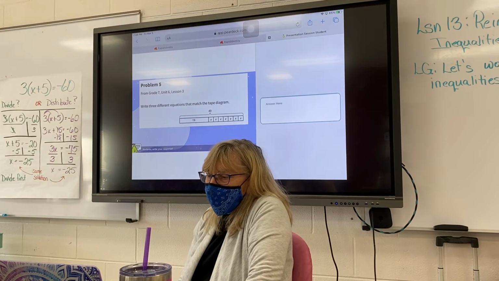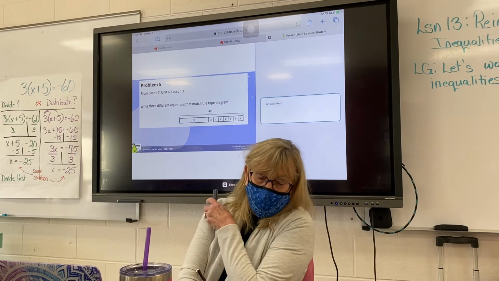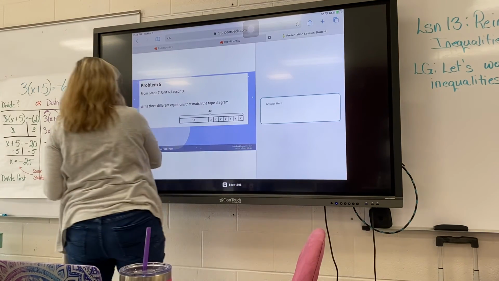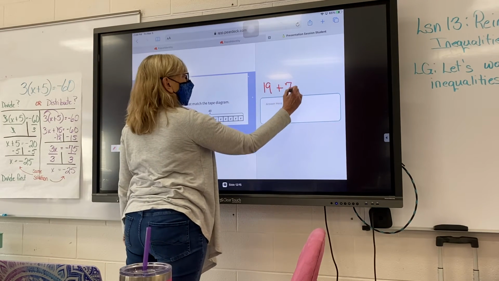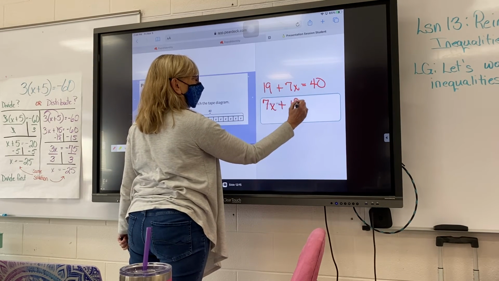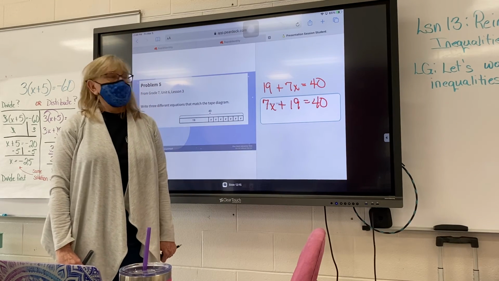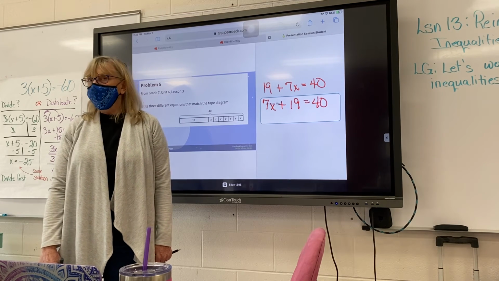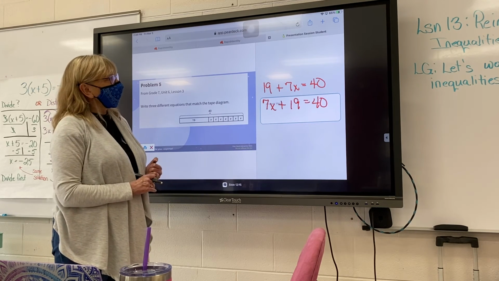All right, I'm seeing 19 plus 7x equals 40. That works. 19 plus 7x equals 40. I also saw 7x plus 19 equals 40. Why can I do that? Because it's just switched around. If you're adding, then you can flip it. And what property lets me do that? Commutative. Yes, commutative.